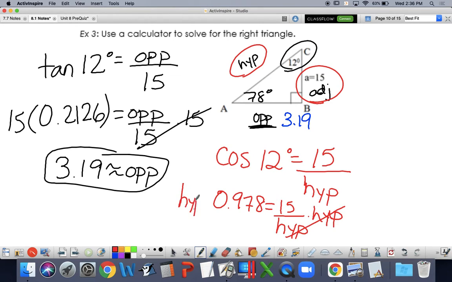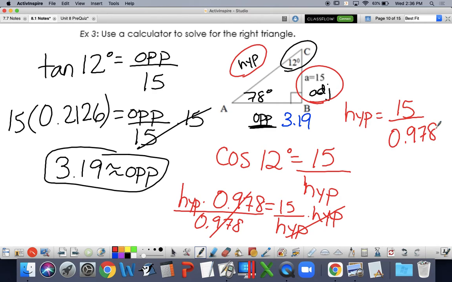Multiply. So I have hypotenuse times 0.978 is equal to 15. Now I divide by 0.978. So I wind up with my hypotenuse is equal to 15 divided by 0.978. And you can keep this written as 15 divided by the cosine of 12, right? You don't have to turn it into a decimal right away. But I get out about 15.34.